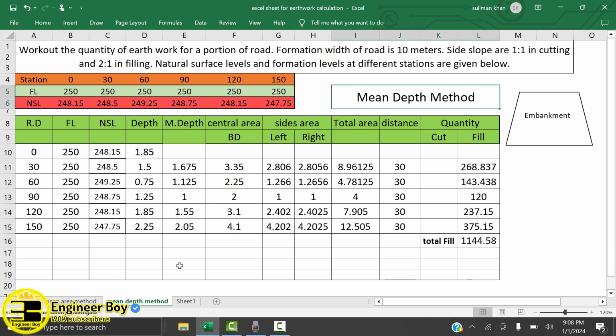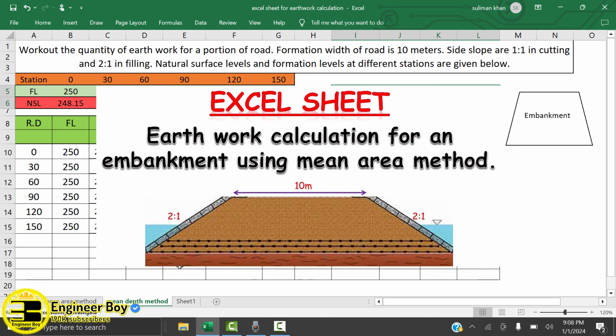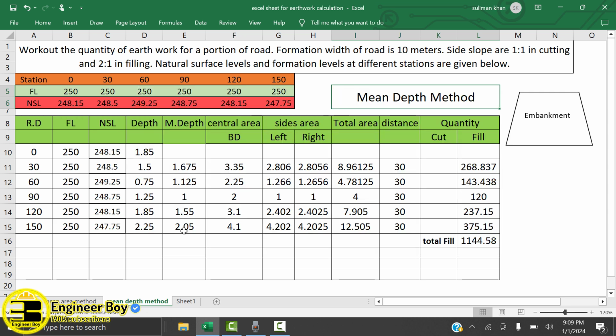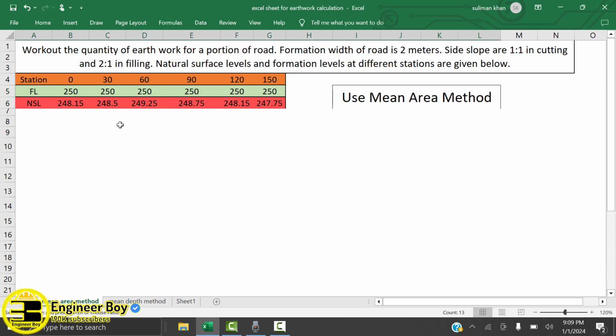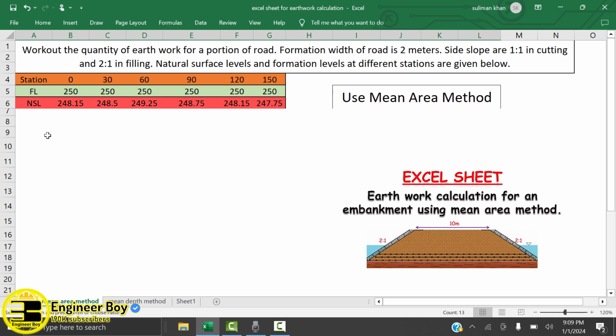Now in this video we will use the same data, but we will design an Excel sheet or table based on the mean area method. So for this approach, let's jump into another Excel sheet. As you can see, we have the same data, but this time we will use the mean area method. I already have the format in Excel.